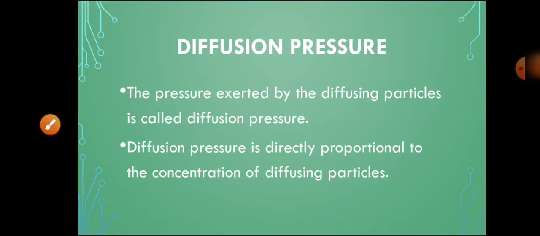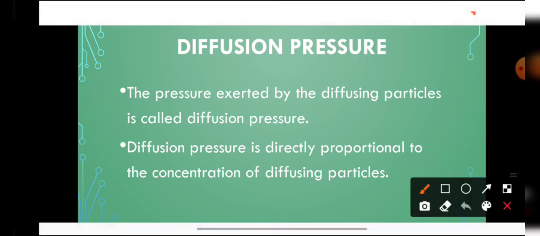Now, what is diffusion pressure? Diffusion pressure is the pressure exerted by the diffusing particles. So when the particles are moving from high concentration to lower concentration, then they are exerting a pressure on the molecules which are present nearby them. So this pressure exerted by the diffusing particles is known as diffusion pressure. Diffusion pressure is directly proportional to the concentration of diffusing particles. So if there is more concentration of diffusing particles, naturally the diffusion pressure will be higher. And when the concentration of diffusing particles is low, the diffusion pressure will also be low.